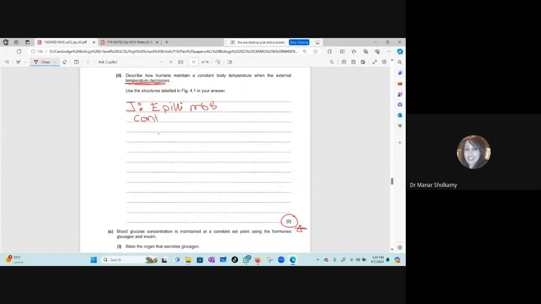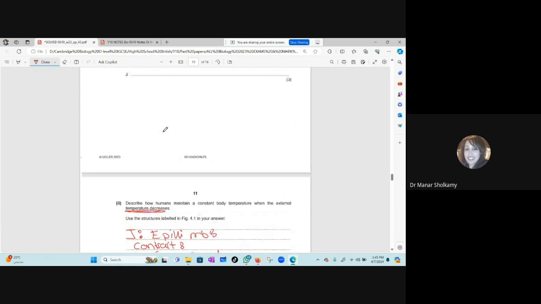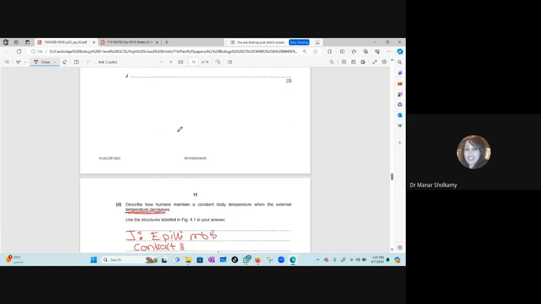Why does it contract? To prevent further heat loss. So the hair will stand up or lie down flat? Stand up. Very good. This hair will stand up. And this hair is also labeled. The hair here is K. So the hair, or the K, because they said refer, will stand up.